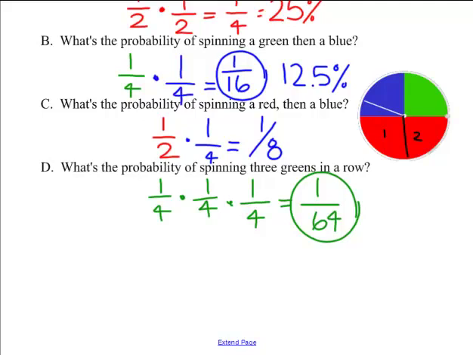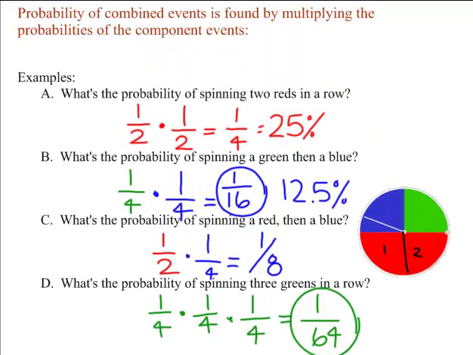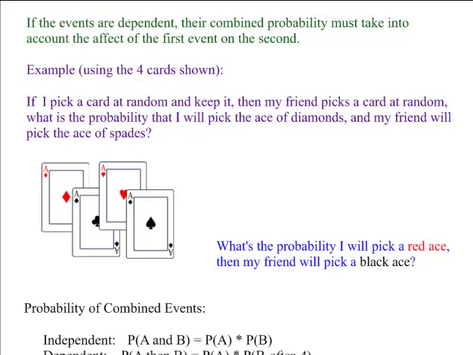So all of these events right here were independent of each other. It didn't matter what I spun on the spinner. When I spin it again, I still have those 3 options. I still can get blue or green or red. One's not taken out or used up. If 2 events are dependent of each other, their combined probability must take into account the effect of the first event on the second. So we're going to do an example just using these 4 cards below, all the aces in a deck of cards.